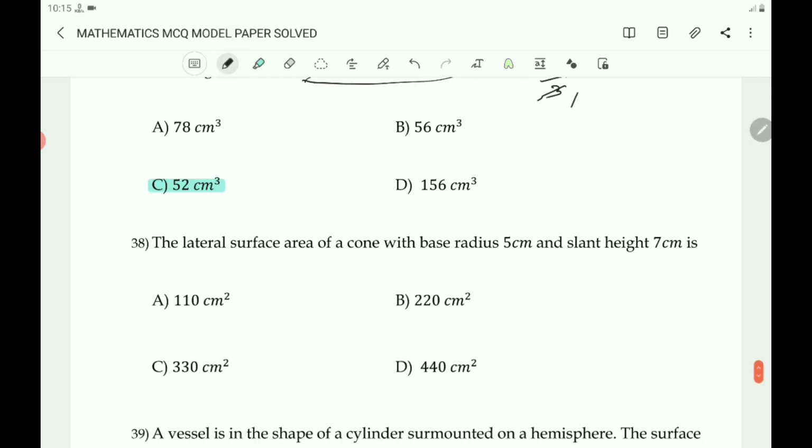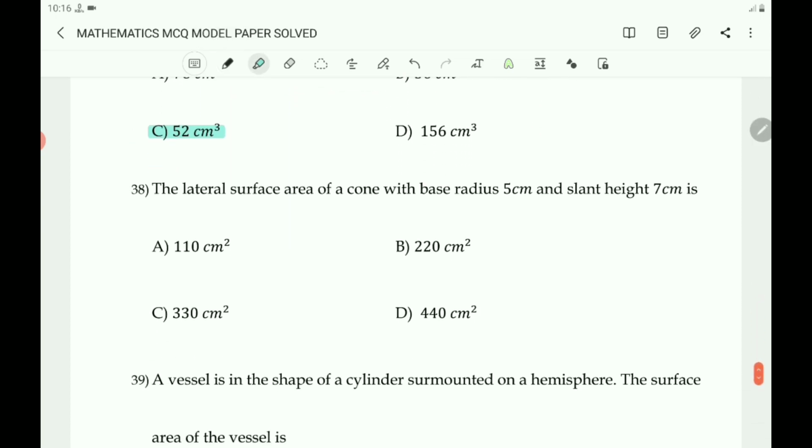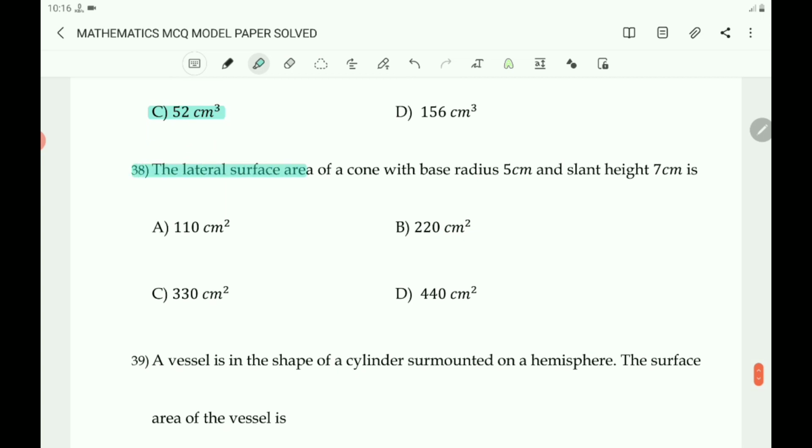Next you take question number 38. The lateral surface area of a cone with base radius 5 cm and slant height 7 cm is. Here, LSA of cone. What do you have to find out? LSA of cone. What is given here? Base radius is given, that is r, and slant height l is given.